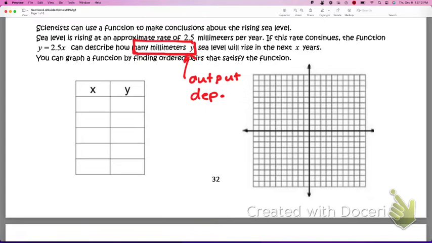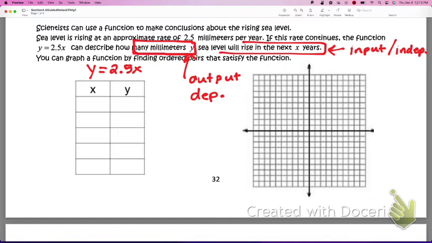I know x will be my input, which is the same as your independent variable. And they gave us a function already of y equals 2.5x. It's not in function notation. That's okay. So now, let's pick some values to do for some inputs.